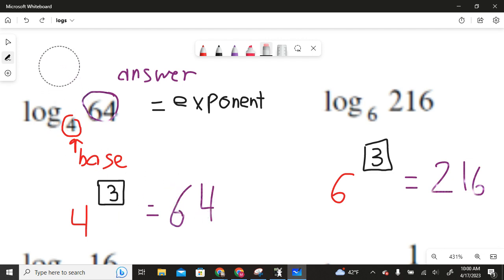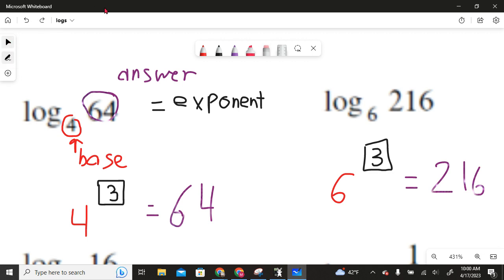Same thing happens over on the right side here. We've got 6 to the third gives us 216. All I'm asking for is what is the power of 6 that takes us to 216. Now, all that can be done with a little bit of know-how, a little bit of math, but it just takes some practice at first, okay?